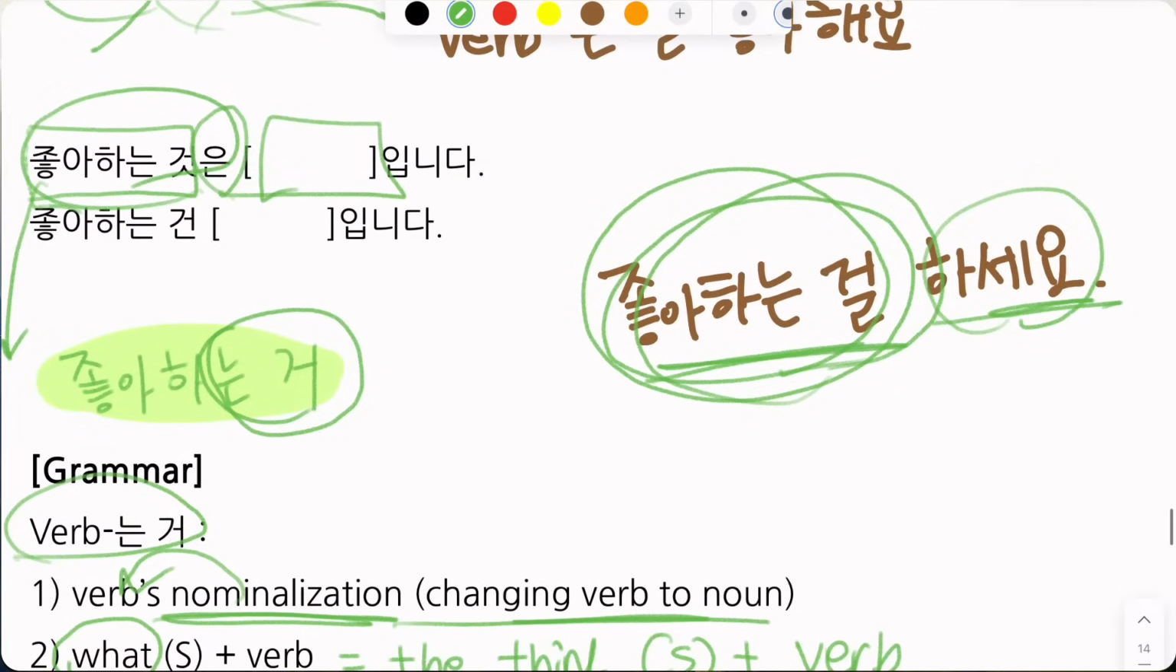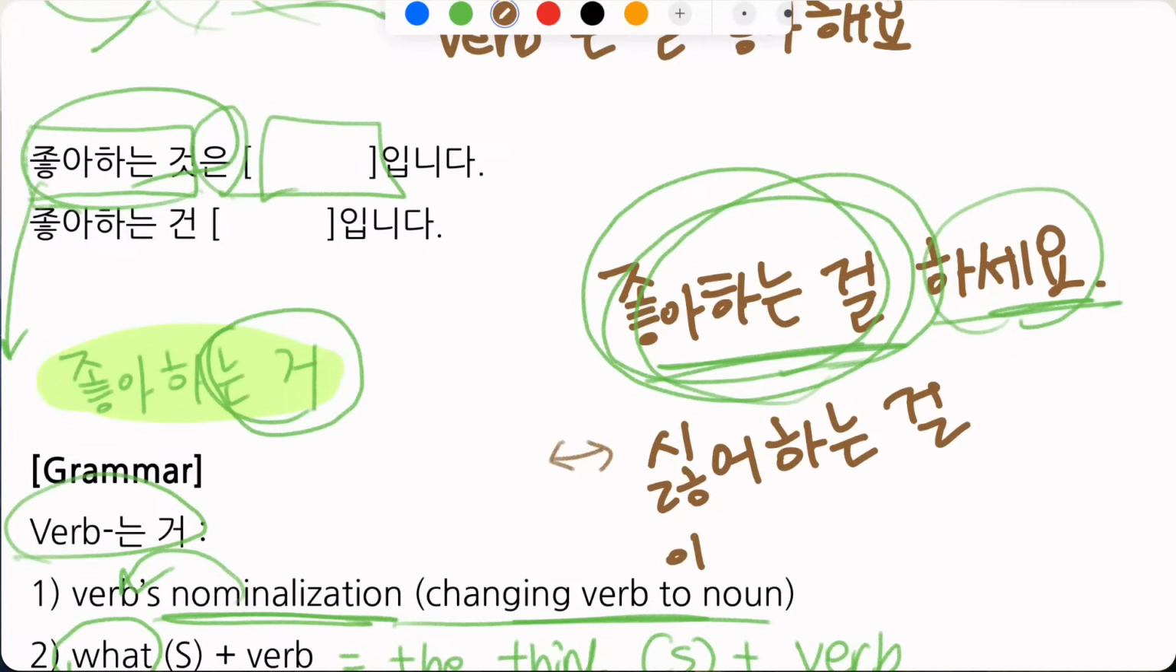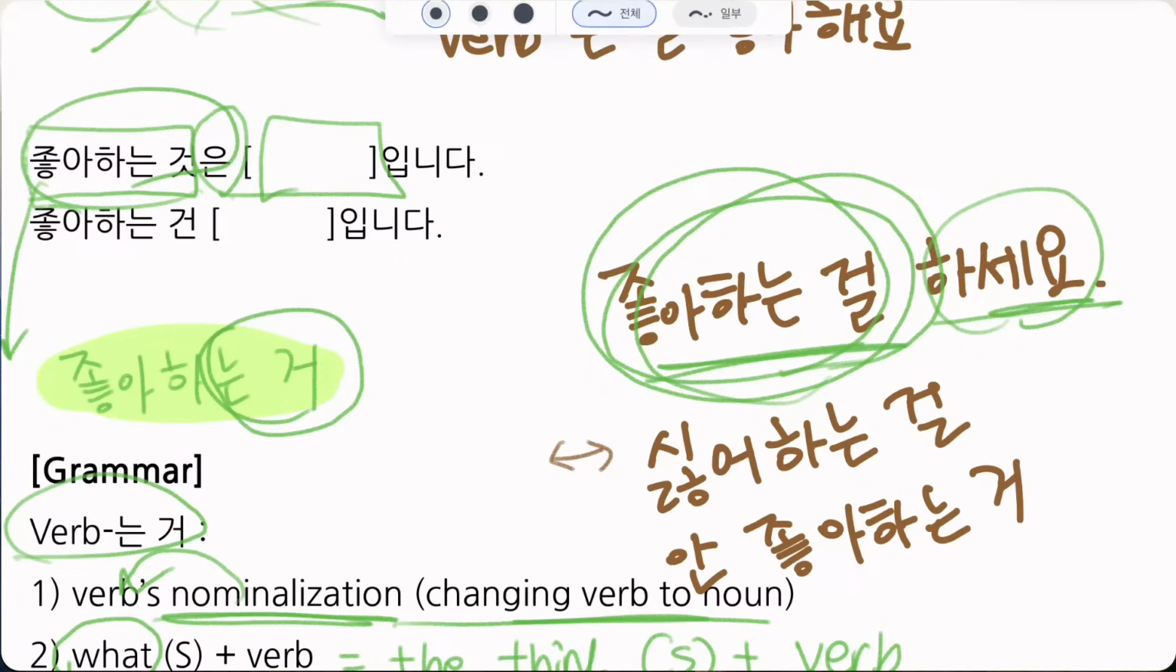그러면은 여러분, what would be the thing that you don't like? Thing that you don't like. What you don't like. 싫어하다. To hate. What you hate. Or it could also be 안 좋아하다. Right? 안 좋아하는 거. So 는 거 has that meaning.